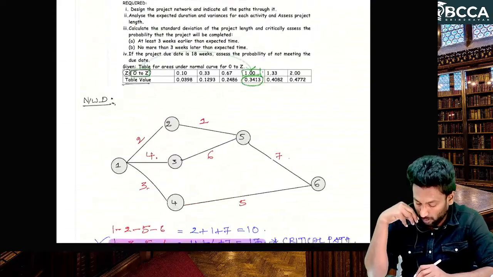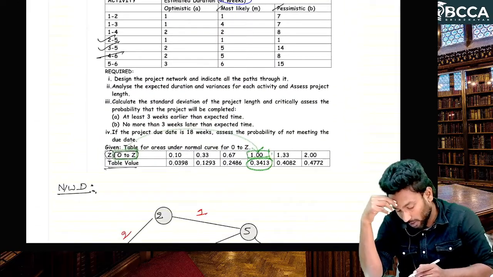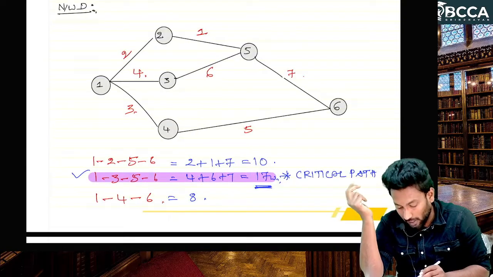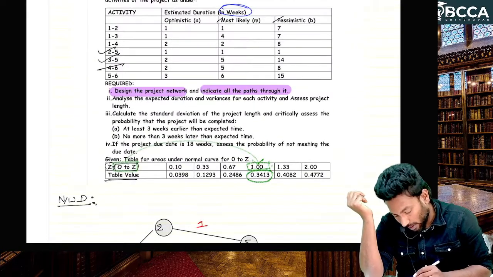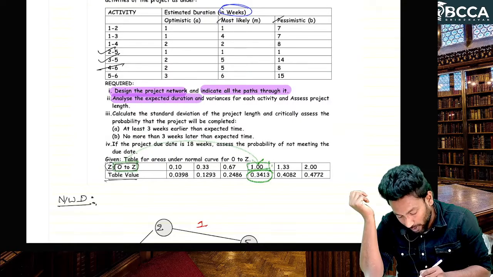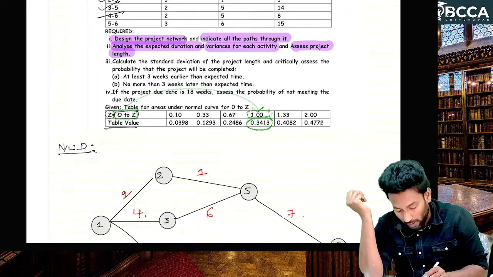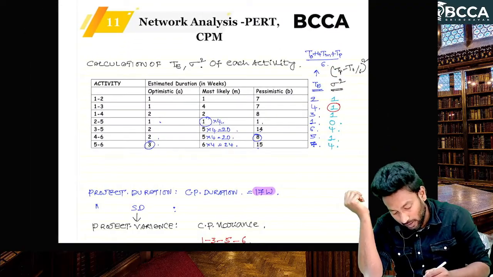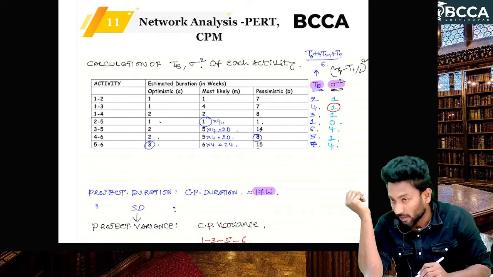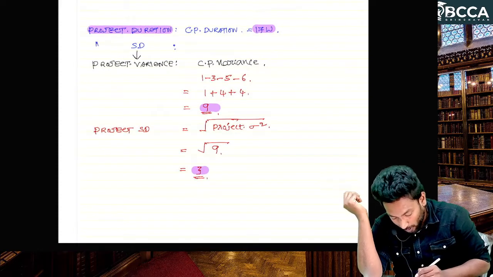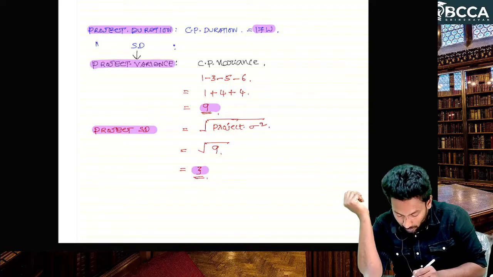Once again, go to the question. Design the project network and indicate all the paths through it. We have drawn the network diagram and all the paths. Next, analyze the expected duration and variance for each activity and assess the project length. Yes, we have calculated the expected time and variance for all the activities. From that expected time, we have calculated project duration, project standard deviation, and project variance.